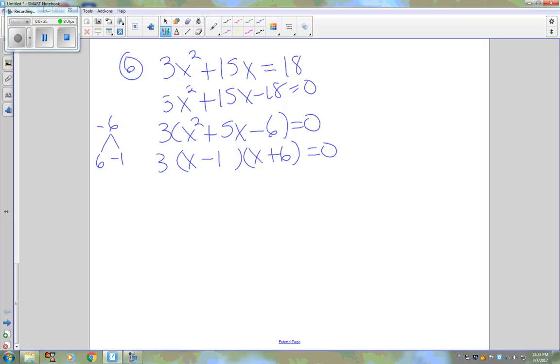And when you set each of those equal to 0, 3 does not equal 0, throw it out. X minus 1 equals 0 when x is 1. And x plus 6 is 0 when x is -6. So that is B.